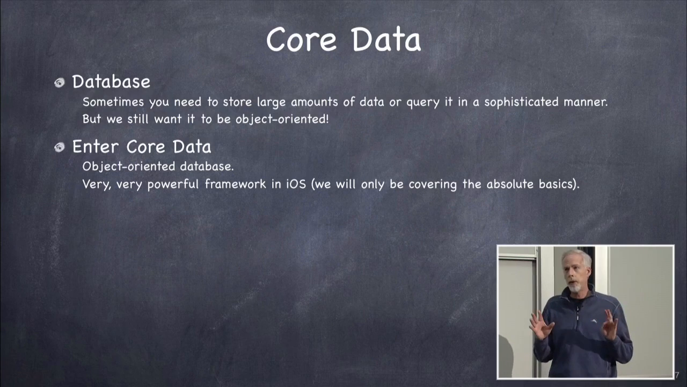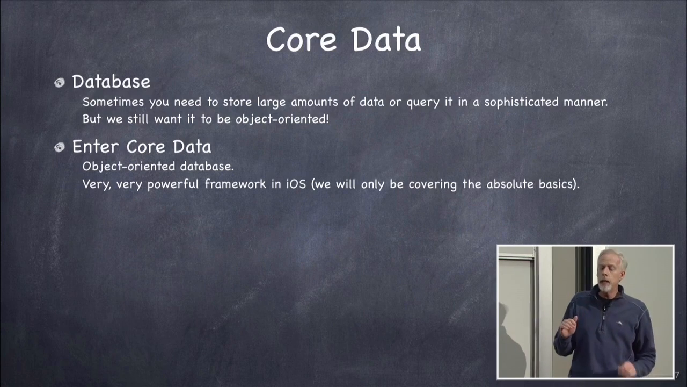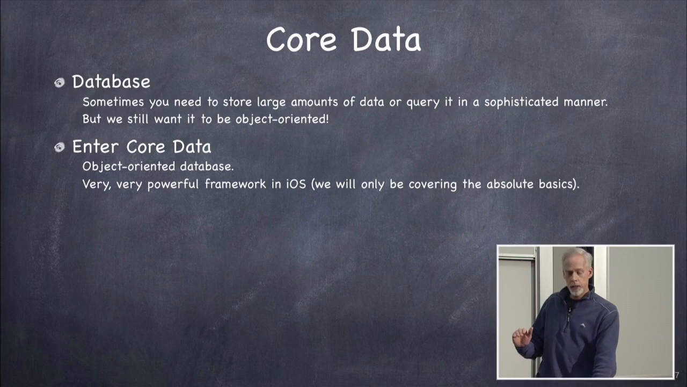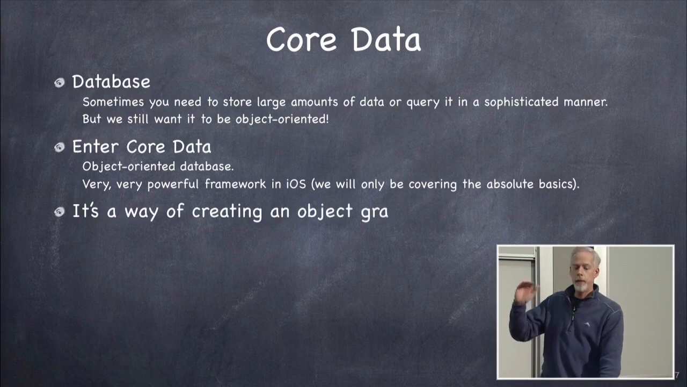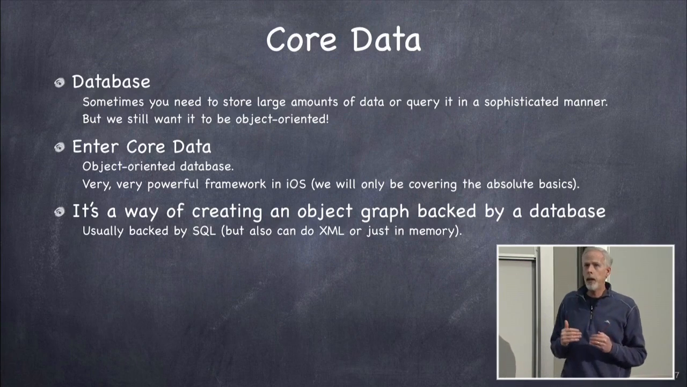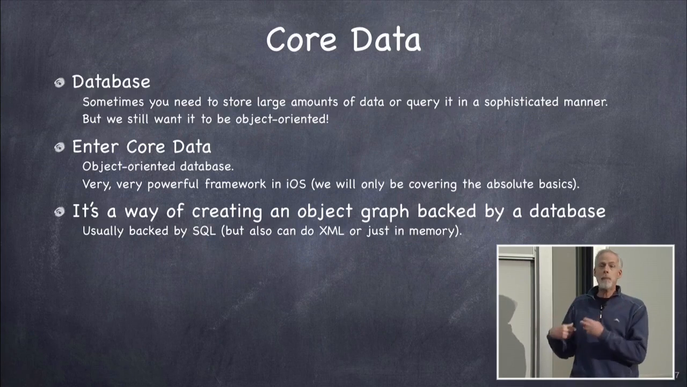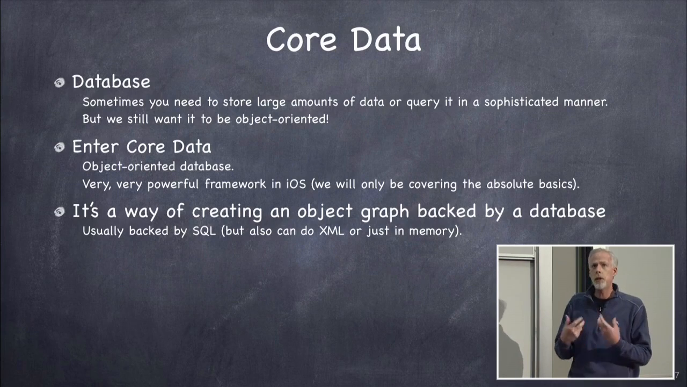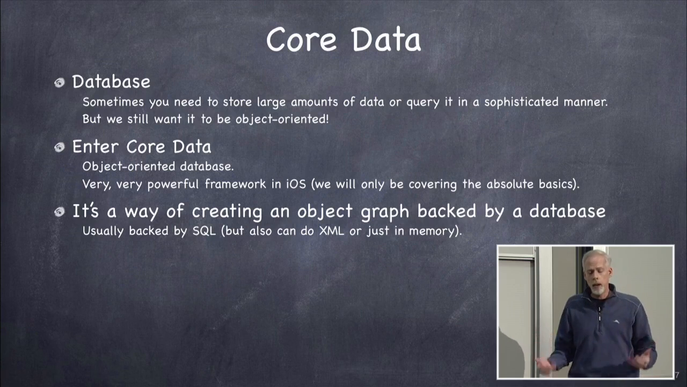It's what we call an object-oriented database, but actually it's really not an object-oriented database on the inside. It's only an object-oriented database on the outside, the side that you look at. Underneath, it's actually a relational database usually. Okay? Now, Core Data is designed to have any back end of storage. But its primary implementation is on top of SQL, which is a relational database.